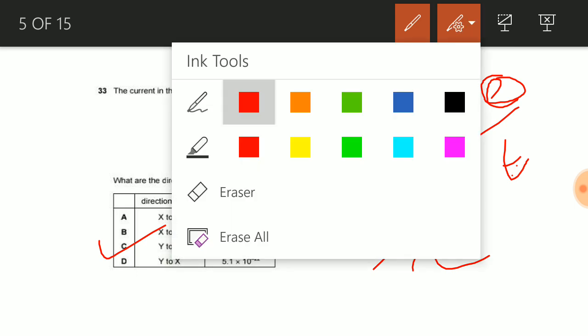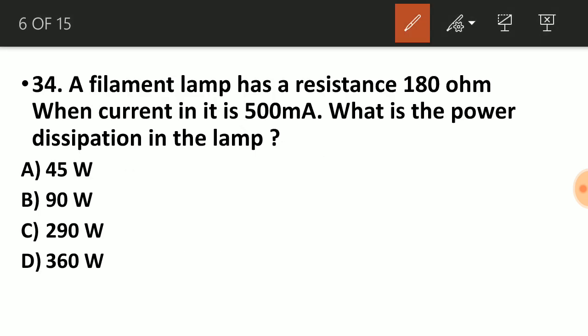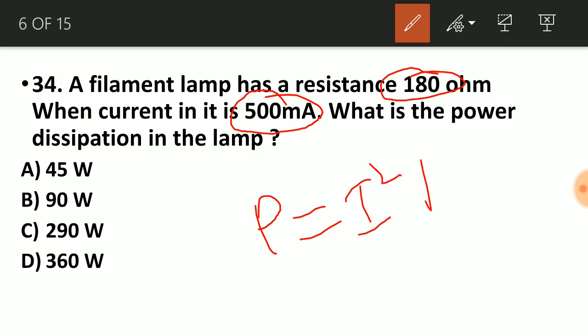Now let us move to another question, question number 34. In this question, a filament lamp is there whose resistance is 180 and current is 500 milliampere. In the case of current and resistance, our formula for power is P is equal to I square R. If we write I as 500 milliampere, converting that into ampere, and write the value of R here, we will get our answer, and our answer for this question will be 45 watt, option choice A.